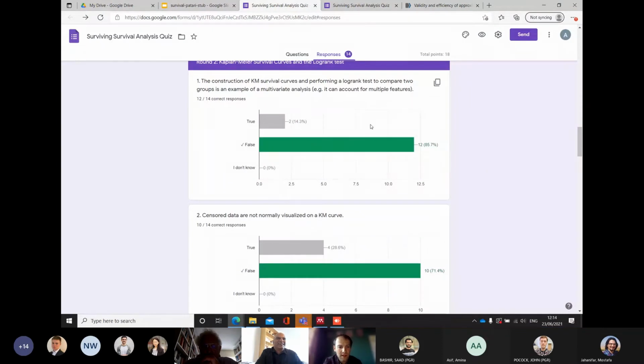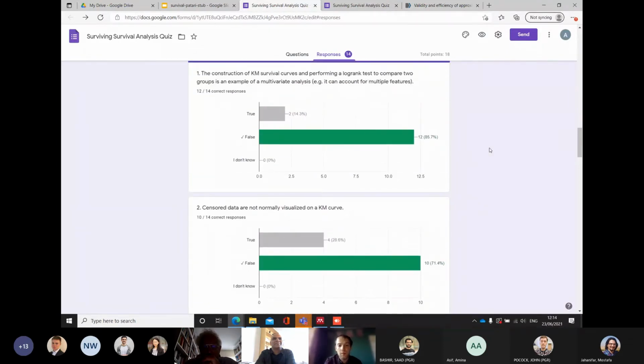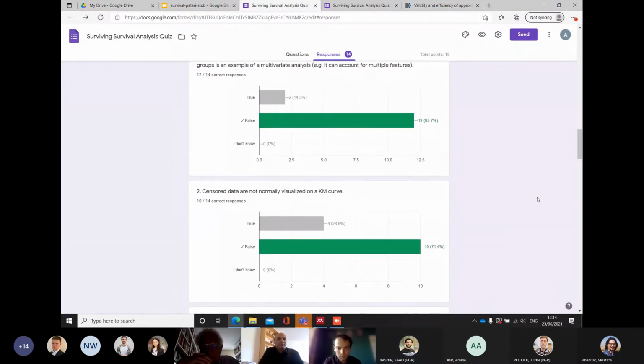So I think it's just 2 people here that got this one wrong. The construction of KM survival curves and performing a log-rank test to compare 2 groups is an example of multivariate analysis. I think Amina mentioned that a bit more towards the end, but this is actually a univariate analysis, so it can only account for 1 feature. You can't use multiple different features. That's why we look at using Cox proportional hazard models instead, and that way we can incorporate multiple features into our equation.